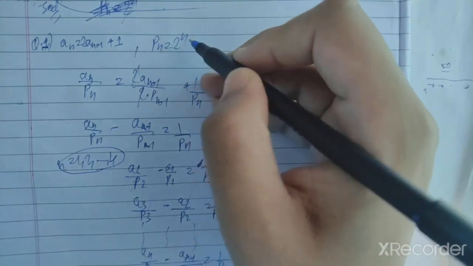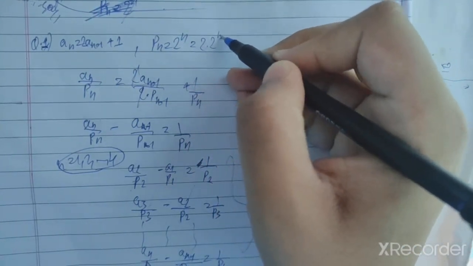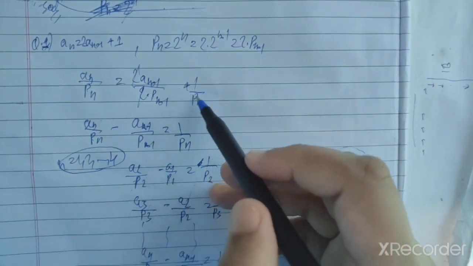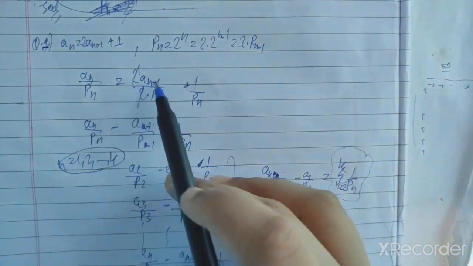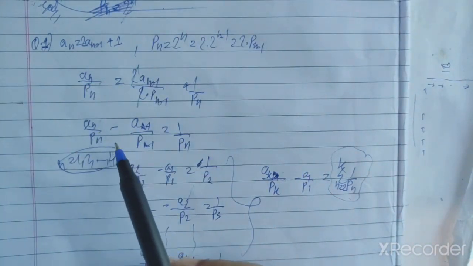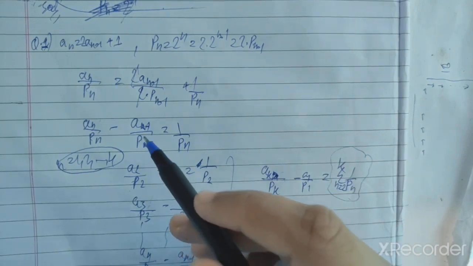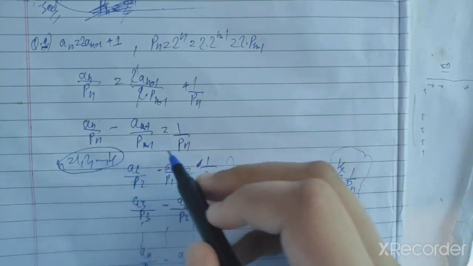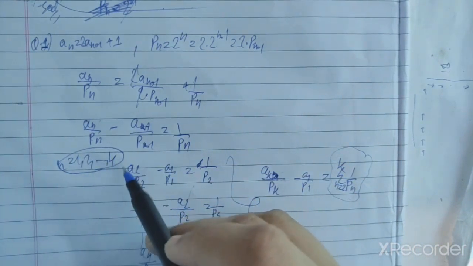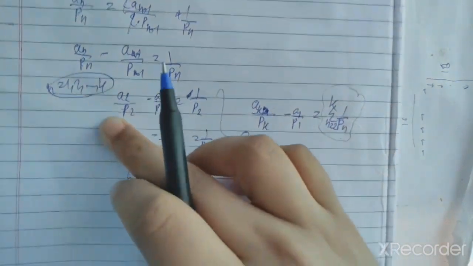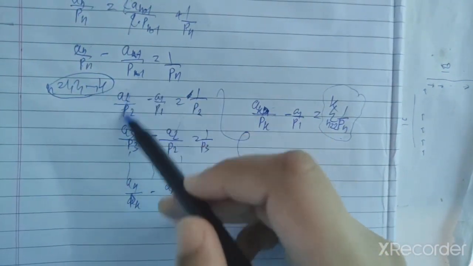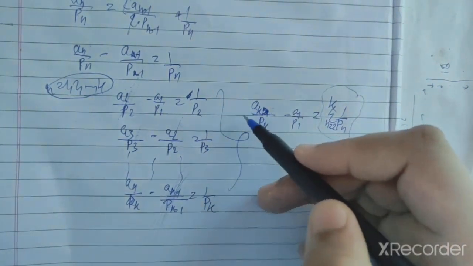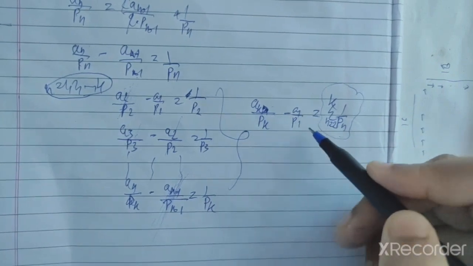We can basically write 2^n, basically 2 into 2^(n-1), which is nothing but 2 into p_(n-1), same as this, and plus 1 upon p_n. Okay, now if you take this here, you will eventually get a_n by p_n minus a_(n-1) upon p_(n-1) is equal to 1 over p_n. If you now put n from 1 to 3 till k, you will eventually get cancelling. You see, this will cancel with this, will cancel with this, and eventually with this also, and you will be left with a_k over p_k minus a_1 over p_1 is sigma 1 upon p_n.